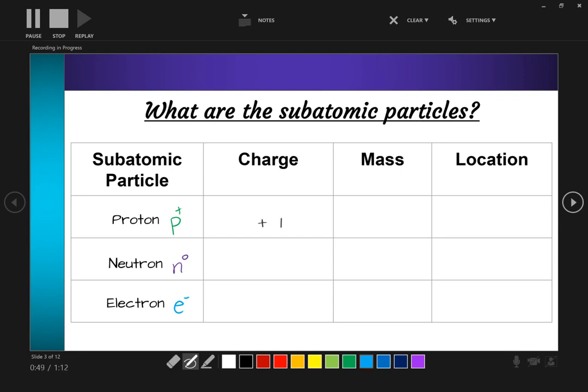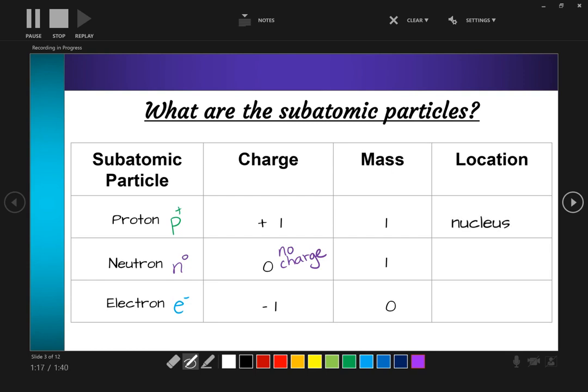The charge of a proton is +1. The charge of a neutron is 0. It has no charge. And you have the electron with a charge of -1. The mass of a proton is 1. The mass of a neutron is 1. And the mass of an electron is so small, we can consider the mass to be 0.